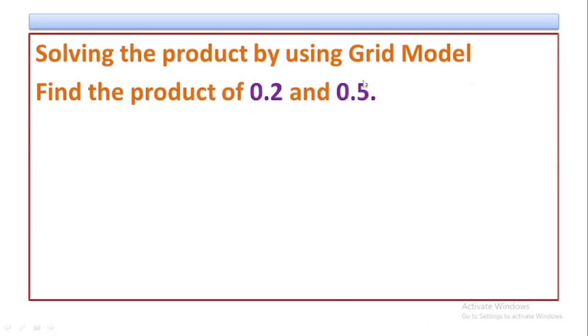Solving the product by using the grid model. Find the product of 0.2 and 0.5. So what do you mean by grid model? By using the grid model, how can we determine the product of 0.2 and 0.5?